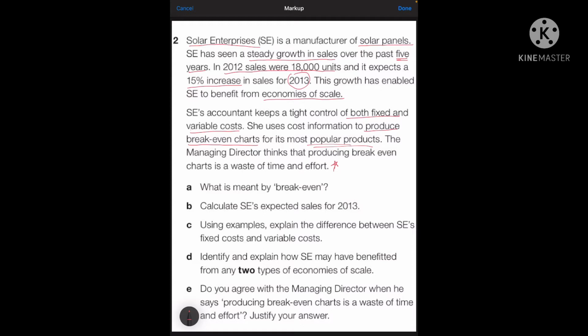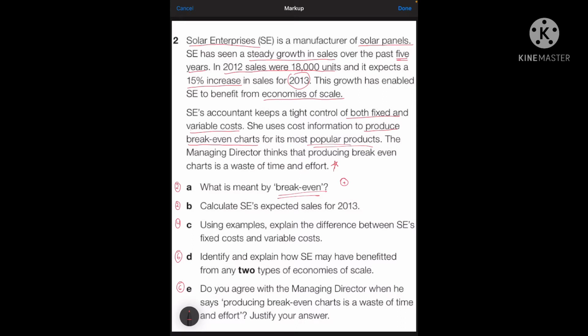So now we have a certain number of questions, A, B, C, D, and E here. So most of the time this will be 2 marks, 2 marks, 4 marks, 6 marks, and 6 marks. And the first question is what is meant by break even. So for IGCSE, you can write a simple definition saying that break even is the point where the business makes neither profit nor loss. You will be able to attain 2 marks, or you could also include some more points.